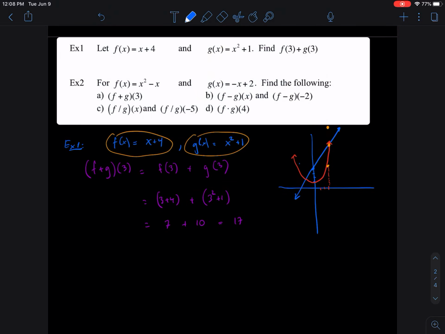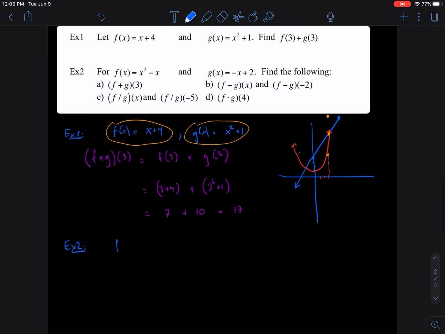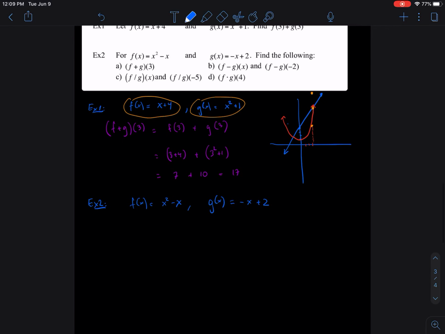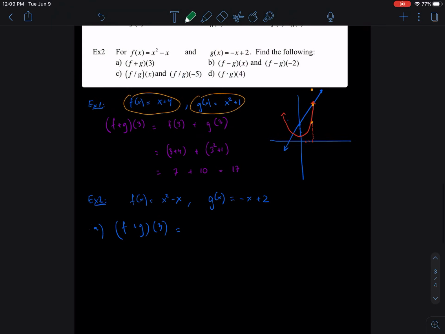Anyway, so moving on to exercise 2. Given f of x is x squared minus x, and g of x is minus x plus 2, we want to find the following. So A, we want to find f plus g evaluated at 3. Very similar to exercise 1. So let's go ahead and do that.